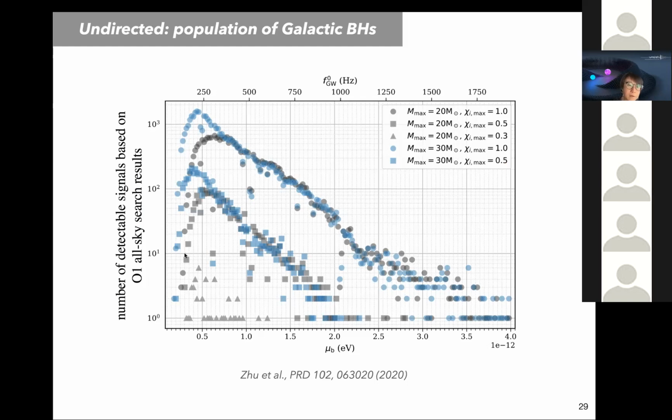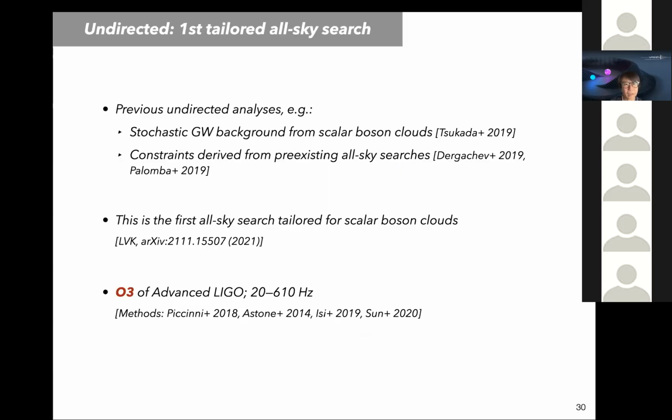So this is based on the sensitivity of Advanced LIGO in the first observing run, but actually the sensitivity is upgrading run after run, so it's getting better. In the latest observing run, O3, within the LIGO-Virgo-KAGRA collaboration, we carried out the very first tailored all-sky search for these scalar boson clouds, looking for these individual signals emitted by these clouds in our galaxy.